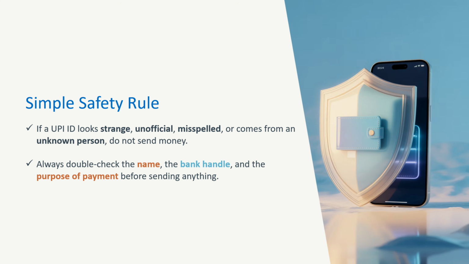Now we will see a simple safety rule. If a UPI ID looks strange, unofficial, misspelled, or comes from an unknown person, do not send money. Always double check the name, the bank handle, and the purpose of the payment before sending anything.